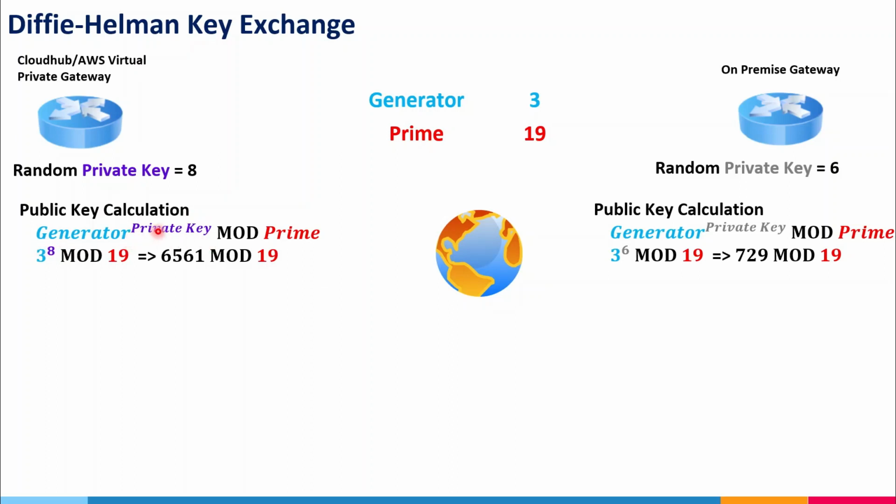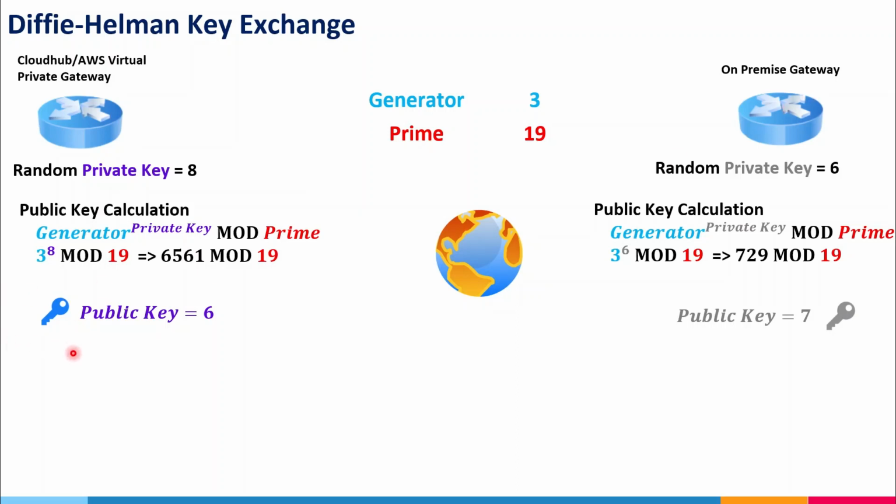Generator to the power private key, mod prime. So generator is 3 in this case, and the private key of the CloudHub virtual private gateway is 8. So 3 raised to 8 mod prime. Prime is 19. So we get 6561 mod 19. The same calculation applies to the on-premise gateway. It's just that it will use its own private key. So 3 power 6 mod 19. The only difference is the private key. Both have their own private key. So the public key is calculated based on this calculation, and it turns out to be 6 for CloudHub gateway and 7 for on-premise gateway.